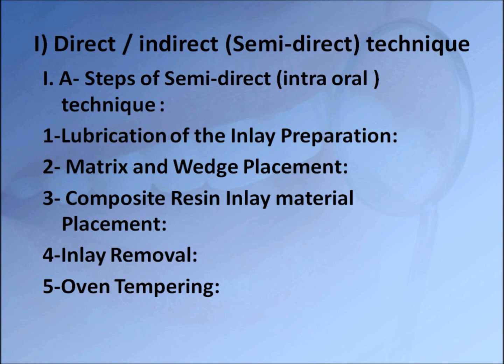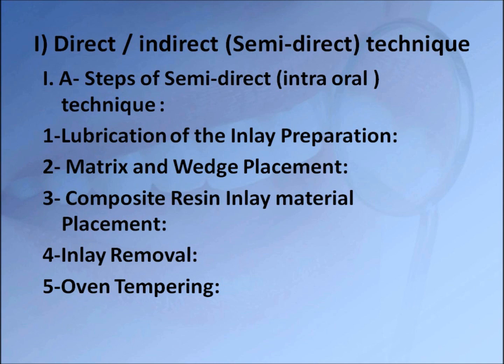Number two, matrix and wedge placement. A retainerless contoured clear matrix is placed and clear reflecting wedges are placed at the proximal gingival margin. The wedges are firmly placed to create rapid separation of the teeth, compensating for the thickness of the matrix band and allowing for the interproximal contact between the inlay and adjacent teeth.